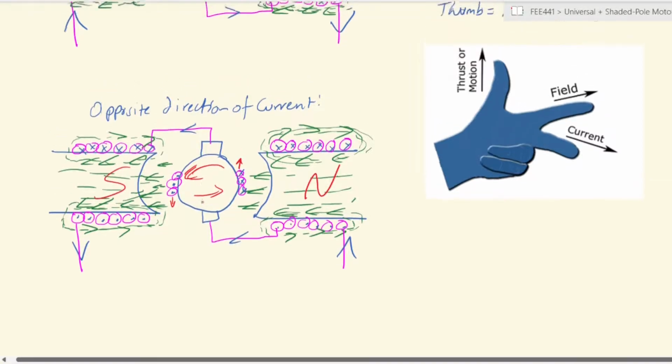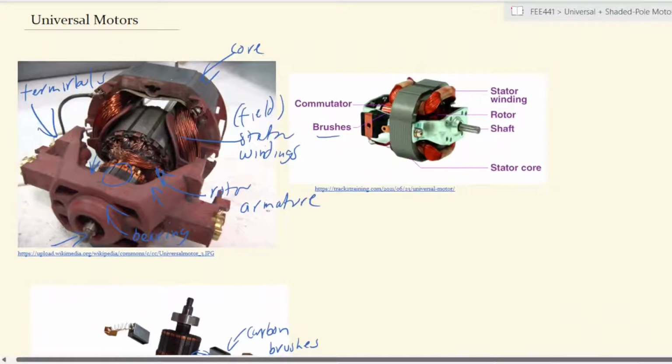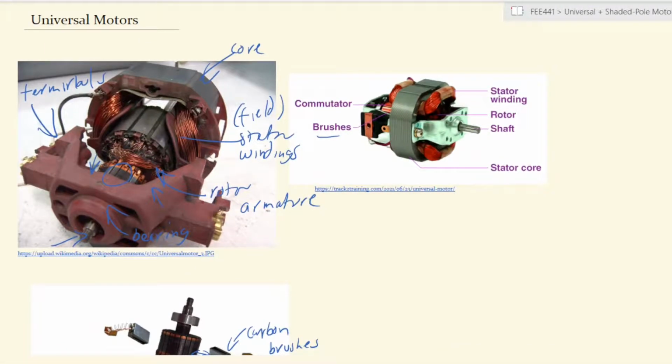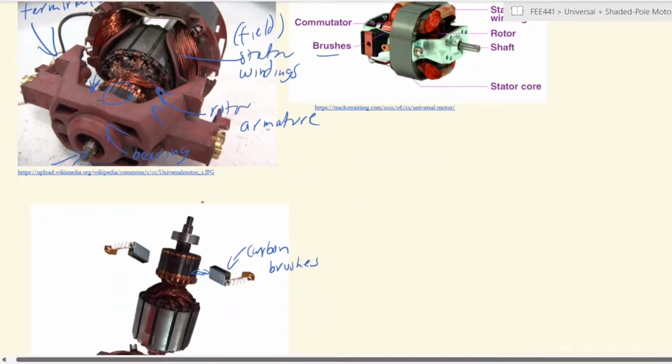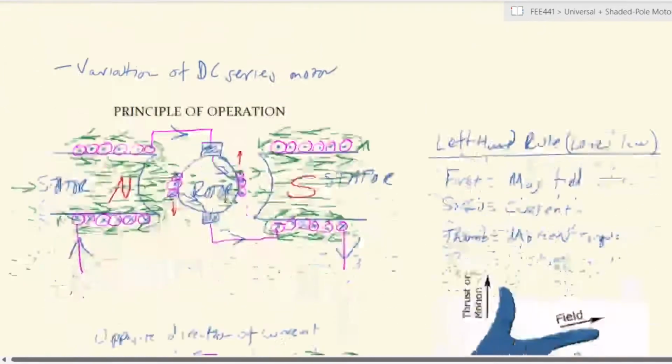It is important to note once again, this type of machine is not an induction motor. It does not operate on the principles of induction simply because there's a direct connection between the rotor and the stator. The field and the armature are connected to each other electrically.